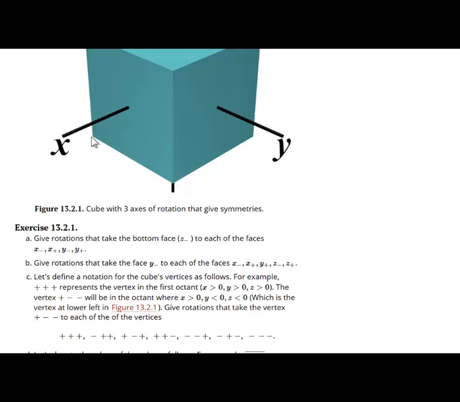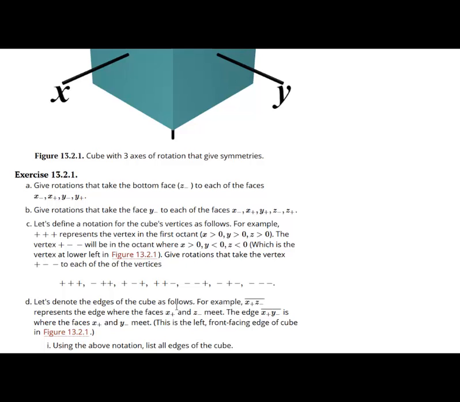Now to get this vertex up to here, if you think about it, all I need to do is rotate this face 180 degrees to get this corner up to this corner. So that would be Rx squared. Rx squared takes plus minus minus to plus plus plus. And you can do the other vertices as well. So it's a good exercise to become familiar with these motions.